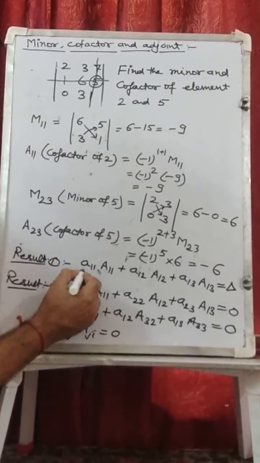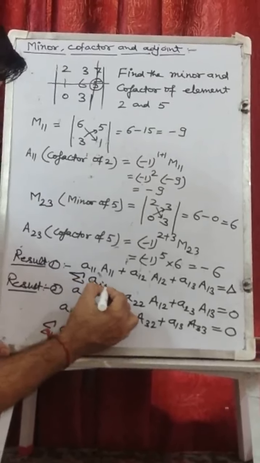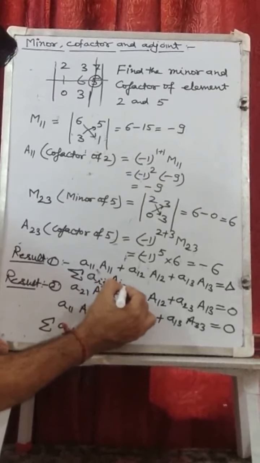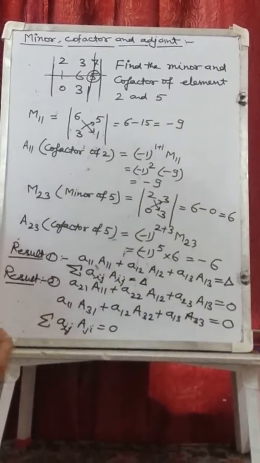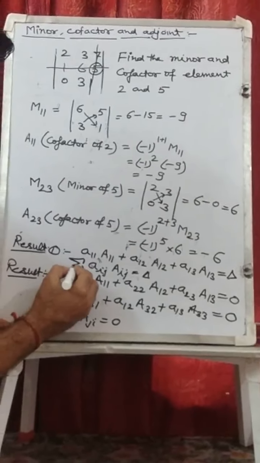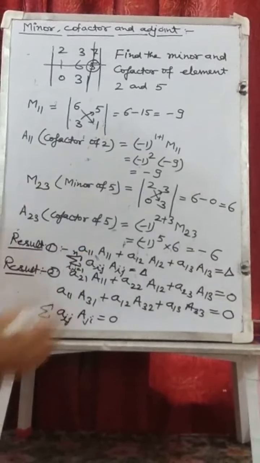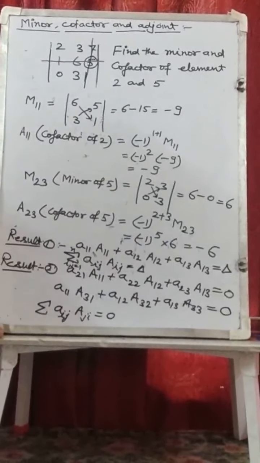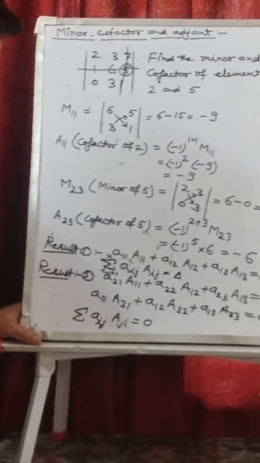Similarly, here also we can write sigma Aij into Aij is equal to determinant, where i and j is from 1 to n, means order of that square matrix. So these are also two very important results related with the minor and cofactor of any determinant.